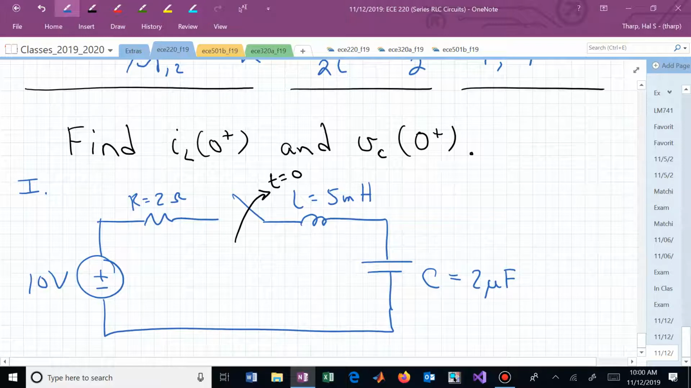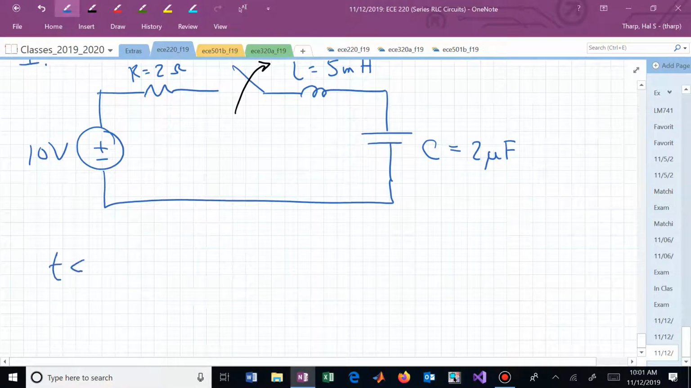How do we approach that problem? The circuit's been in a constant condition prior to t equals 0. That switch has been closed a long time prior to it being opened at t equals 0. That now establishes initial conditions. What does this circuit look like for t less than 0? Can you now redraw that circuit?